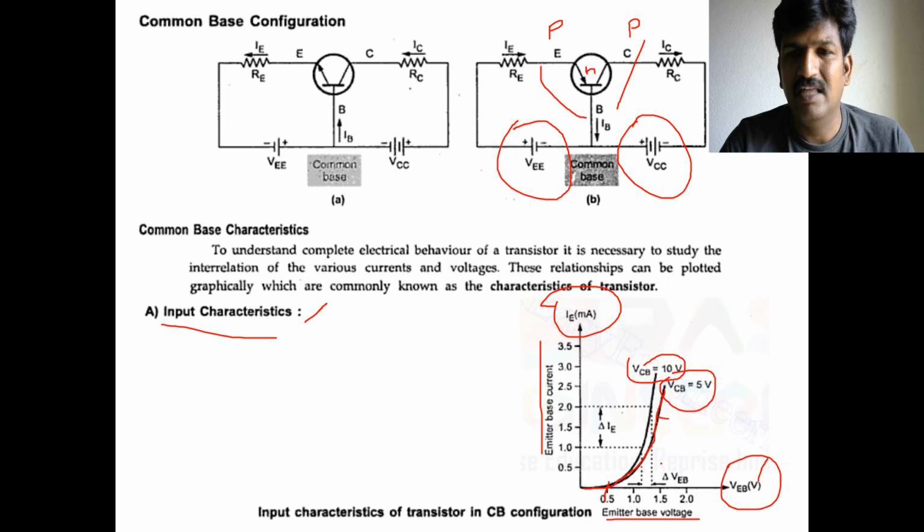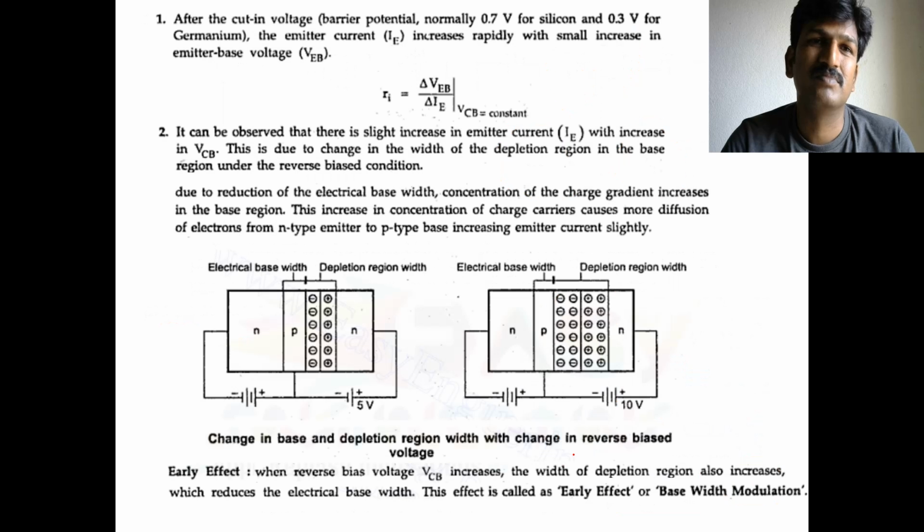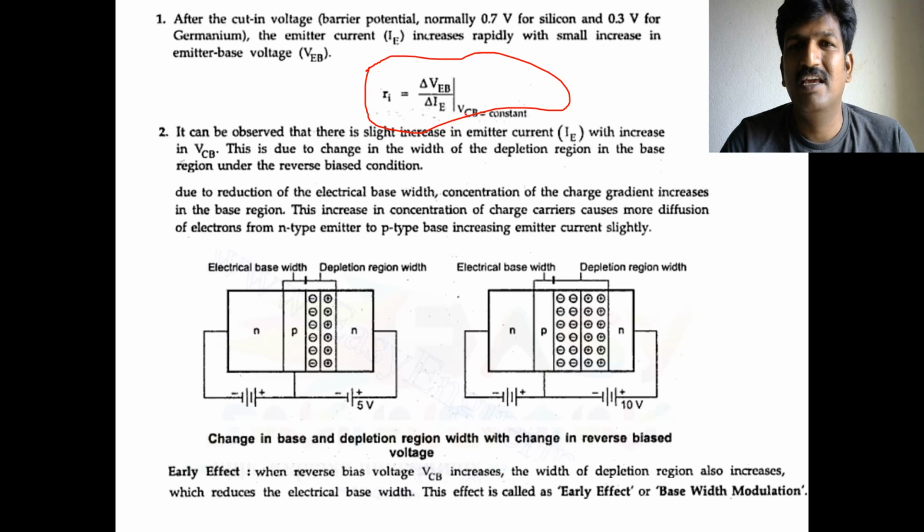Here you should understand that a small change in VEB after the cut-in voltage produces a large change in the current passing through the emitter. From the relation between these, you can determine the input resistance of your CB configuration. This is nothing but the input resistance of your transistor. While keeping VCB constant, you see the amount of change in VEB and correspondingly the amount of change in emitter current.